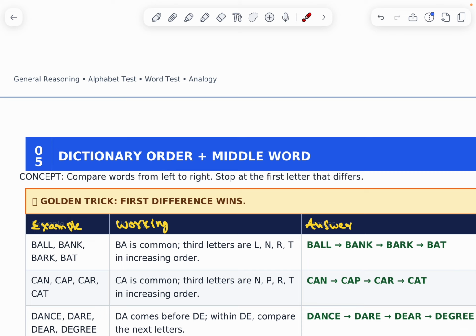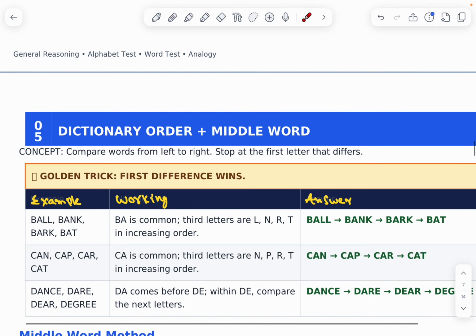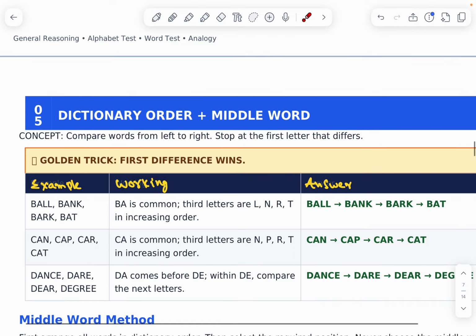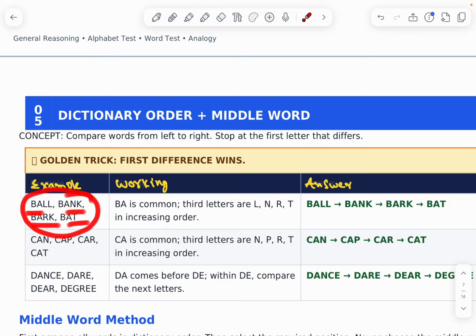Dictionary order. In this method, they give you 4 or 5 words. You can arrange them in a simple way. First of all, one example. Comparing words from left to right. This is the question: ball, bank, bar, bat. First of all, observe that BA is common. Therefore, you can write BA, BA, BA, BA.